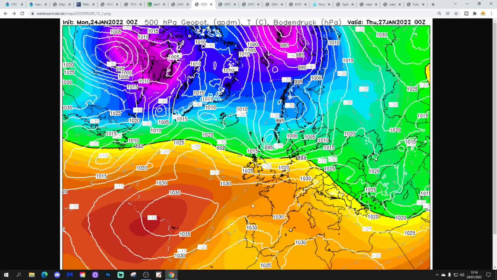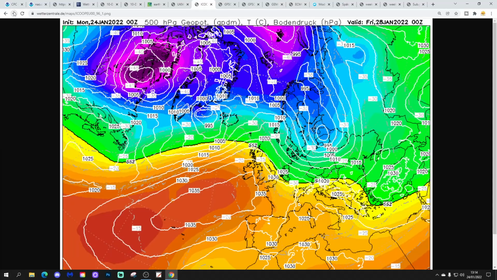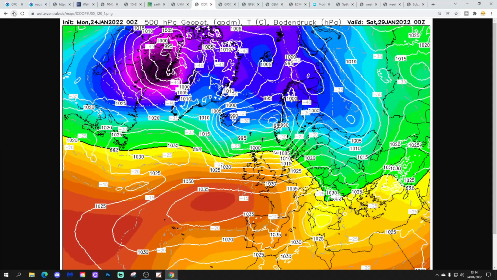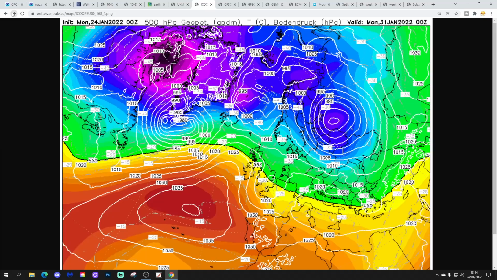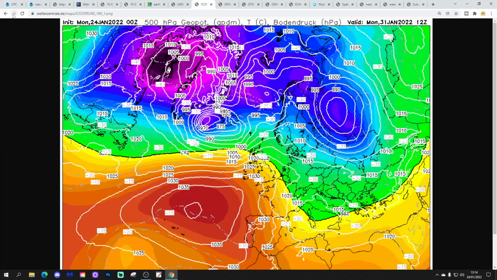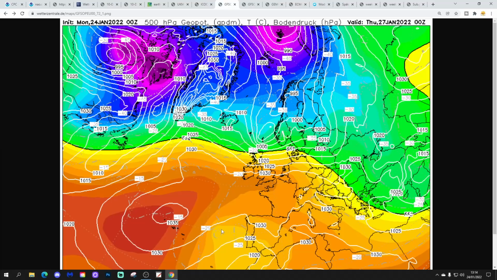ICON is looking like this, with high pressure itself and some low pressure up to the north on Thursday into the weekend. Quite mild with winds in from the west. But again, over the weekend, into next week, we just pull in something a little bit cooler from the northwest. Not for long though. By midday on the 31st of January, we're already back into those mild westerlies once again.